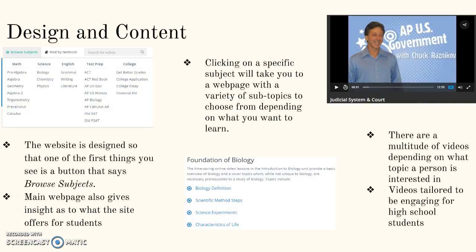In terms of what the website actually looks like, its navigation is pretty simple. On its main page, it has a toolbar that allows you to look at the type of courses it offers. When you pick a subject, it then allows you to go through a list of subtopics within the general concept in order to match up what you're really trying to learn. After that, you'll find videos based on the topic you chose.